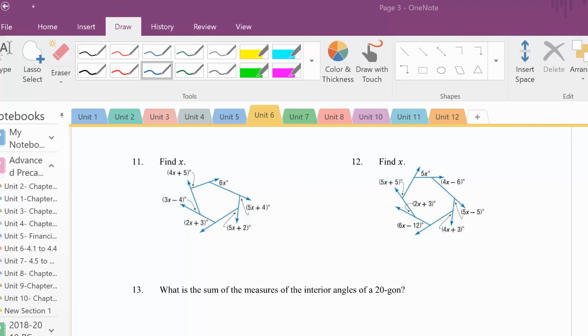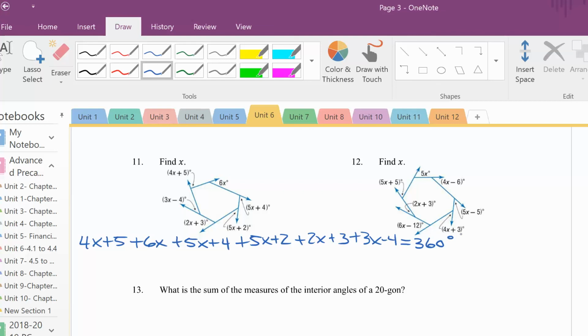All right, so the next one gives you the measures of all the exterior angles of a figure. And remember, the sum of the exterior angles is 360. So we have to add up (4x + 5) + 6x + (5x + 4) + (5x + 2) + (2x + 3) + (3x - 4). And that has to equal 360 degrees.